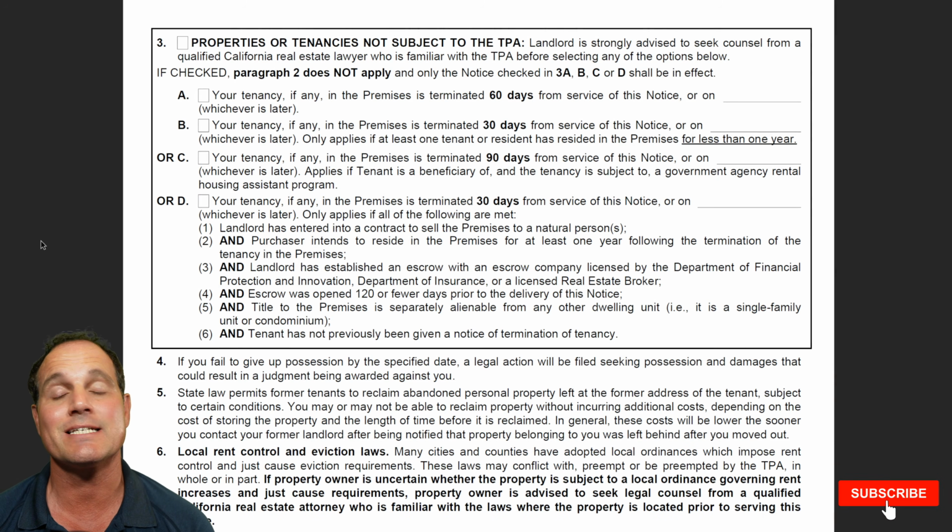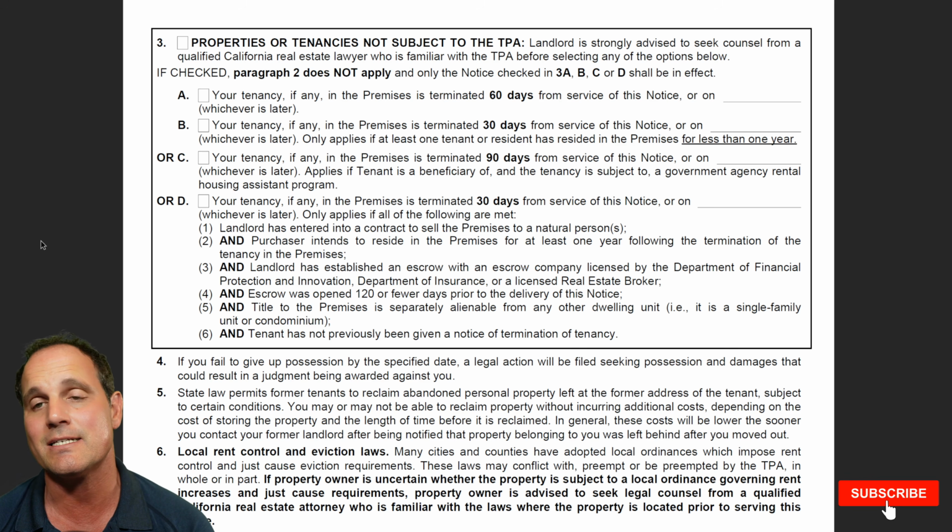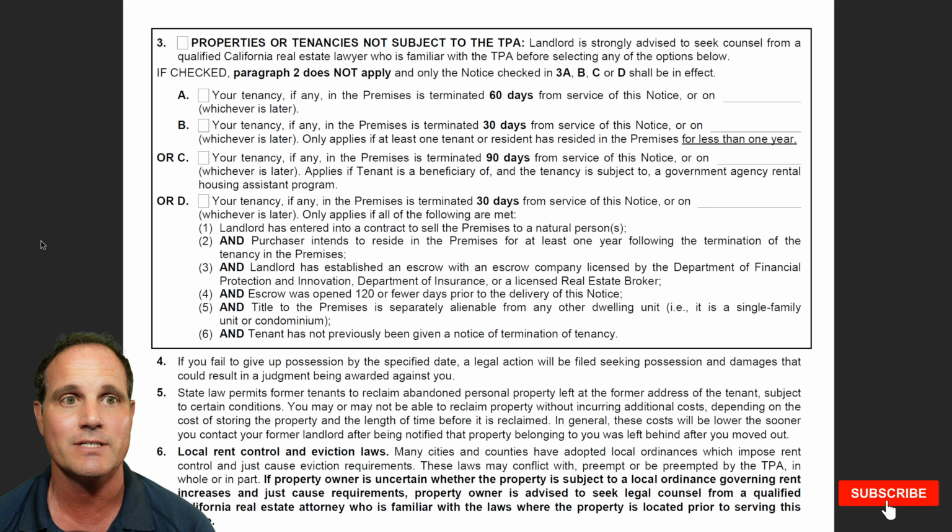So these are properties that are exempt from AB 1482, and the landlord is not required to give a reason for terminating the tenancy, nor is the landlord required to give any relocation assistance. A is if it's a tenant who's been in place for over a year, they get a 60-day notice. B is if the tenant has been there less than a year, they get a 30-day notice. So technically you could use 2B or 3B. In this case, either one should theoretically be valid for a tenant who's been there less than a year.